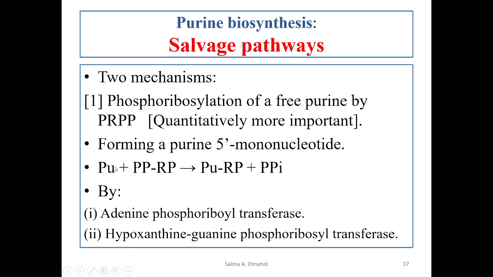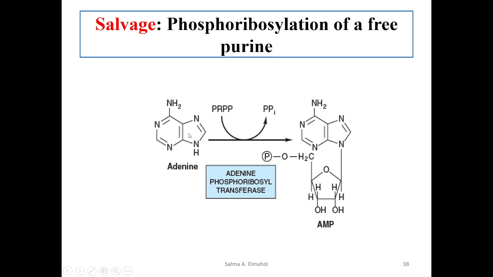So this is our base. The purine is already there. So instead of synthesizing it from the very beginning, from scratch, no, we are going to use a ready-made purine. We just add to it a ribose and phosphate moiety to form phosphoribosyl purine. And this reaction is by adenine phosphoribosyl transferase, if we want to form adenosine monophosphate, and hypoxanthine guanine phosphoribosyl transferase if we want to synthesize GMP, guanine monophosphate. So adenine is by adenine phosphoribosyl transferase.